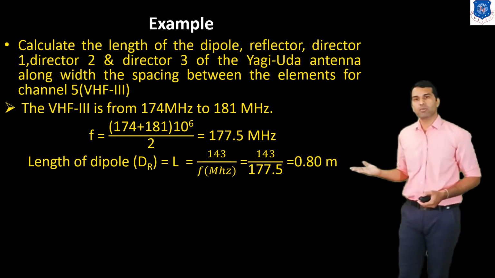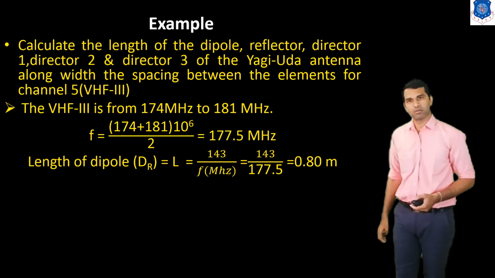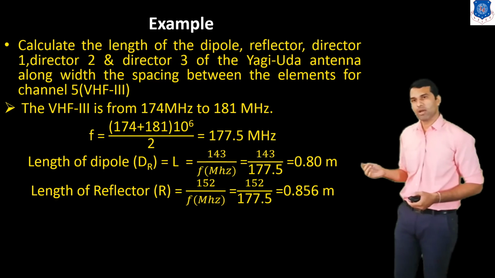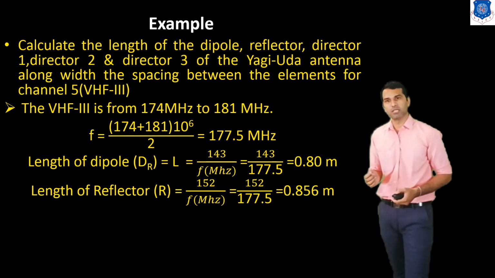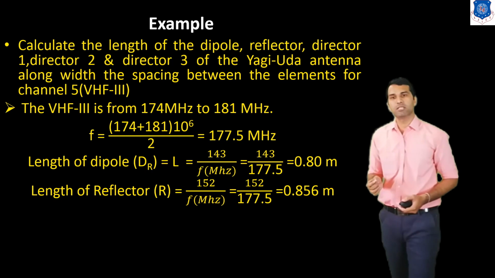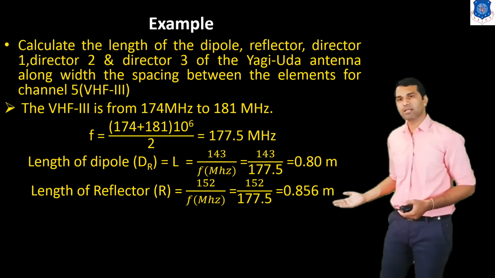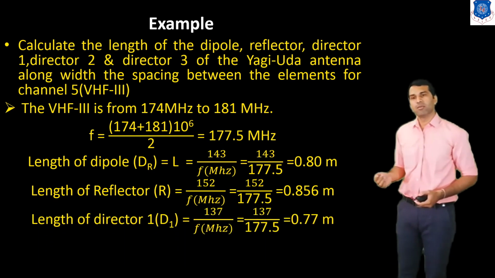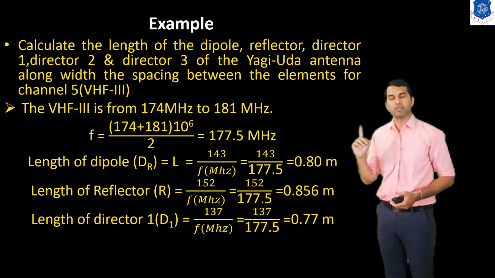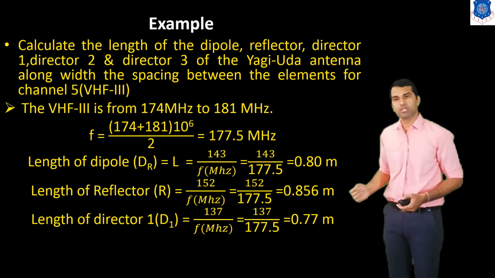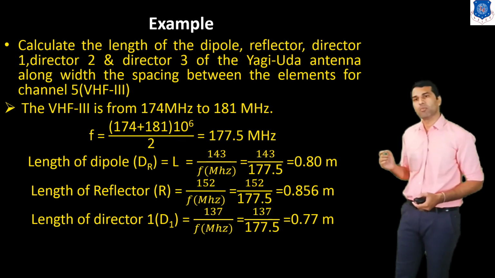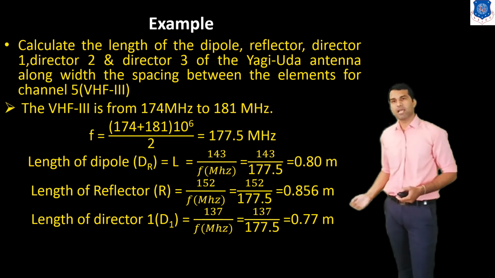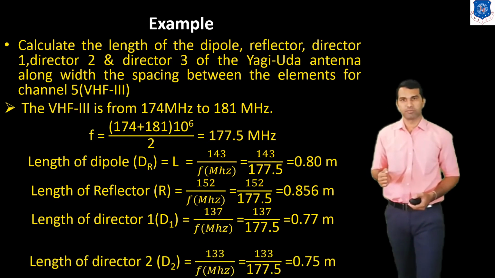So we get the length of the dipole as 0.80 meter. Now we calculate the length of the reflector. We have this equation, 152 upon frequency, where frequency is 177.5. So we get the reflector length as 0.856 meter. And we calculate the length of director 1. The first director length we calculate by using this equation, 137 upon frequency, that means 177.5.